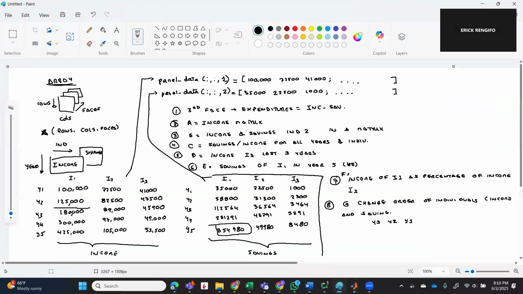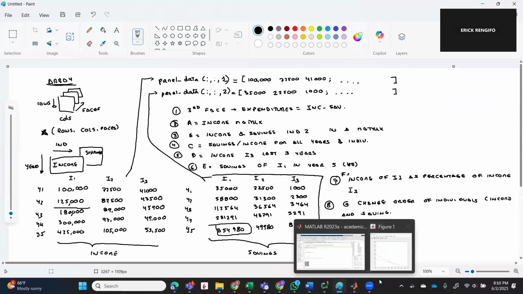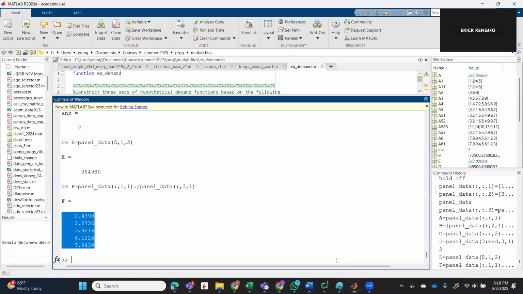Okay, so let's do one more. And for G, what we say is change the order of the individuals. So I want 3, 2, 1. Okay, we have done that before, right? Let's see. So this is G. G equals what?